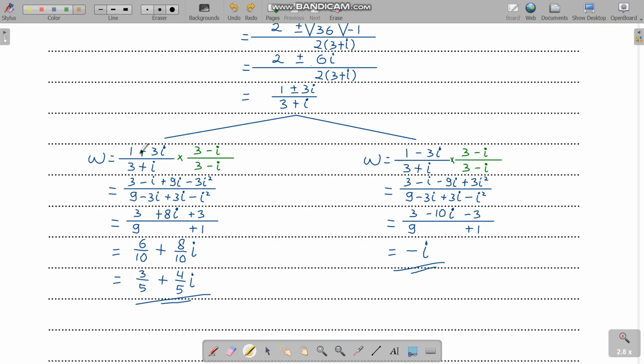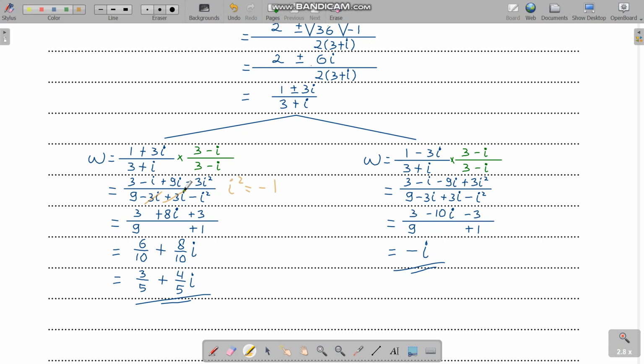So we multiply 1 times 3, we get 3. 1 times −i, we get −i. 3i times 3 is 9i, and 3i times −i is −3i². And at the bottom, 3 times 3 is 9, 3 times −i is −3i, i times 3 is +3i, and i times −i squared. Remember, i² is −1, so this is −1. That's why we have from here +3. i² is −1, so minus −1 is +1. And of course we can cancel out −3i and +3i.